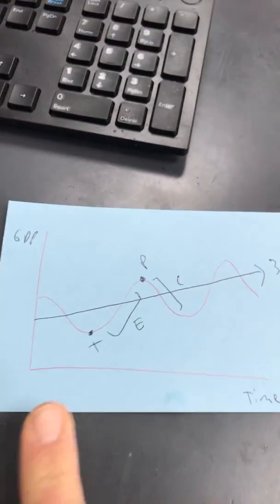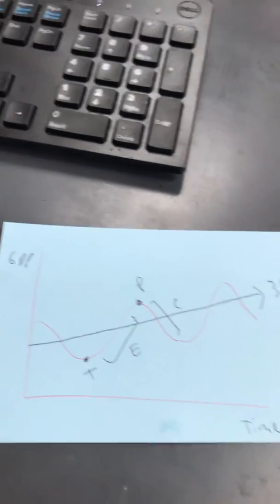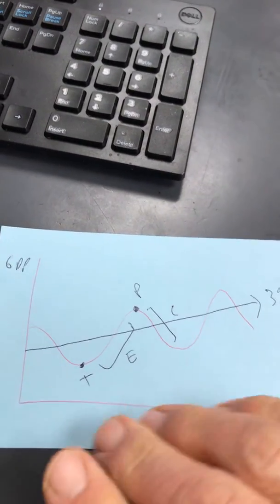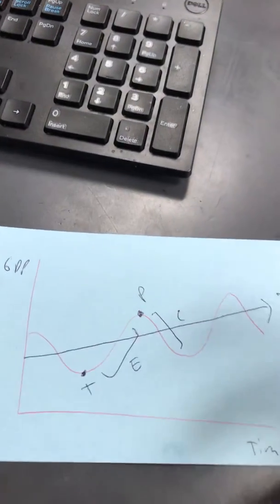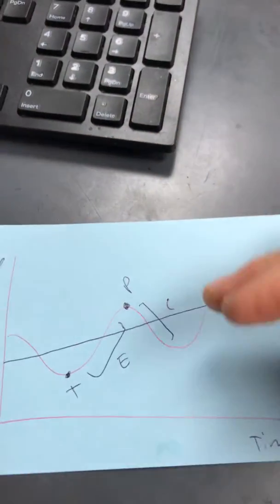So trough means it's bottomed out. The reduction in GDP growth has hit its lowest point. In expansion, the economy is getting larger, and GDP is growing at an increasing rate. Then it's peaked out, and then it's contracting.